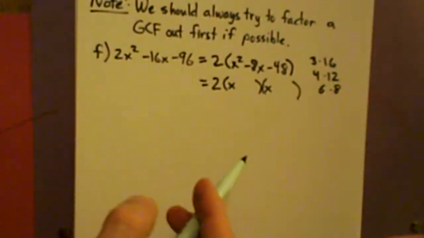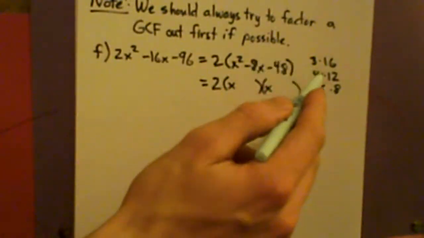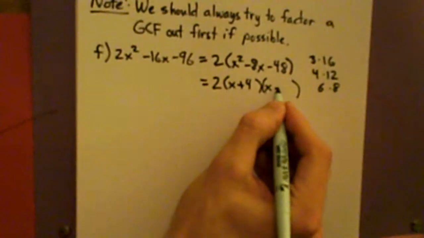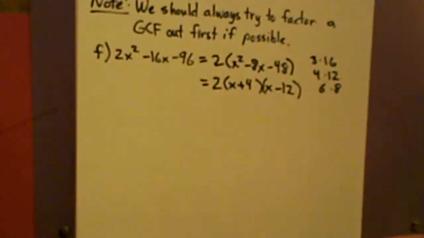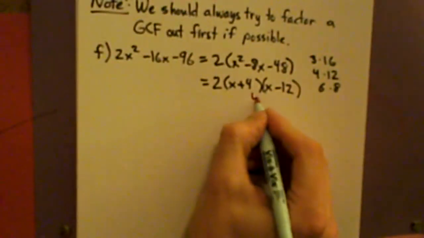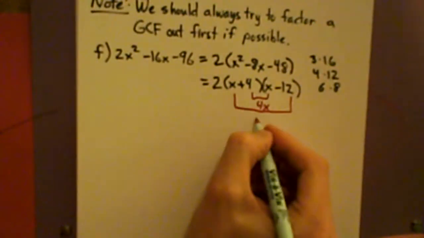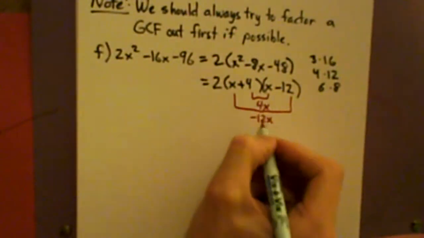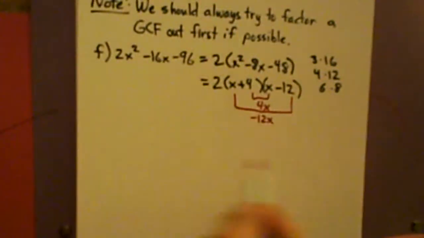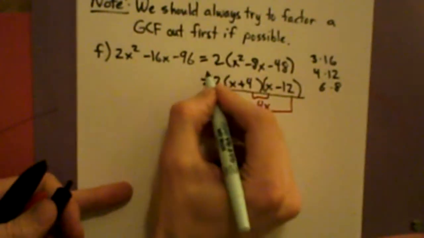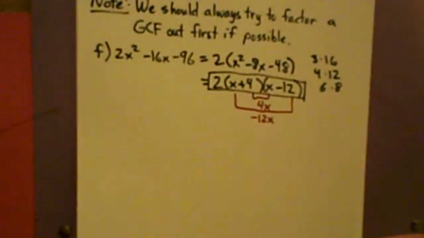It's got to be 4 and 12. And if I want negative, the negative better go on the 12. So this has got to be x plus 4 and x minus 12. Because when I perform the check that we've been doing this whole time, the two inners give me 4x, and the two outers give me negative 12x. When I add 4x and negative 12x, I get negative 8x. So this is my final answer right here. It's 2 times x plus 4 times x minus 12.